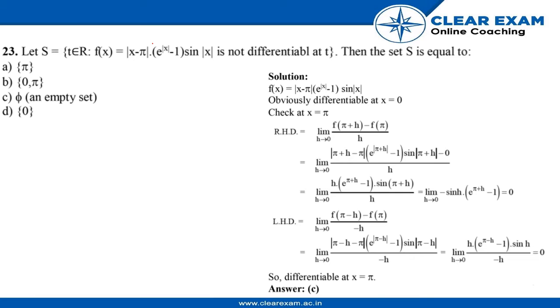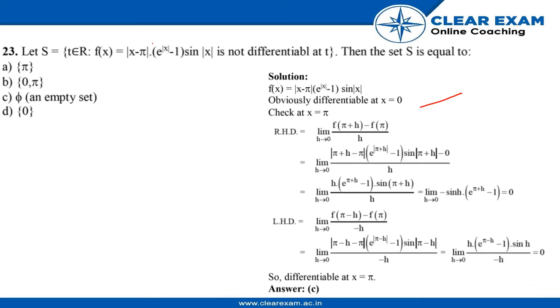So we will first simplify the equation. f(x) = |x − π|(e^{|x|} − 1) sin|x|. Obviously it is differentiable at 0, so we will check x at π. So we'll put the value of x at π, using the normal simple formula: [f(π + h) − f(π)] / h, limit h goes to 0.